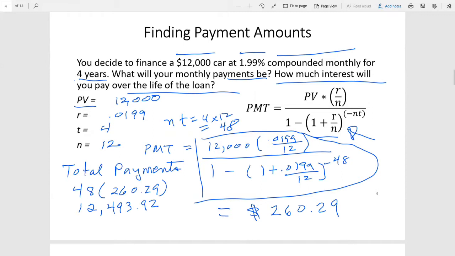So the interest that you're going to be paying is going to be $12,493.92 minus the principal amount that you were borrowing. So the amount of interest is $493.92.